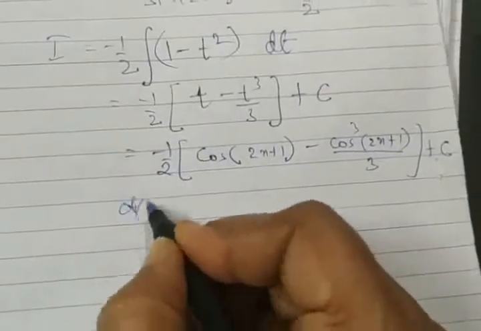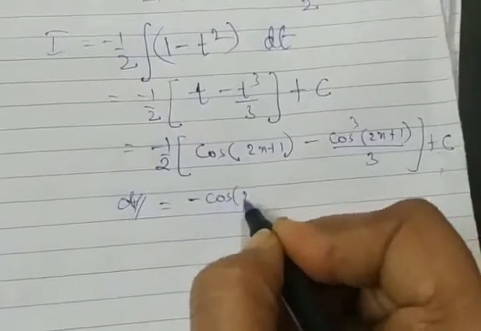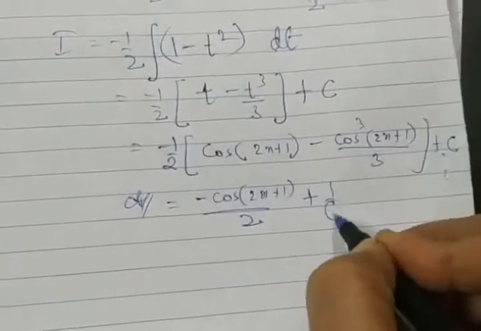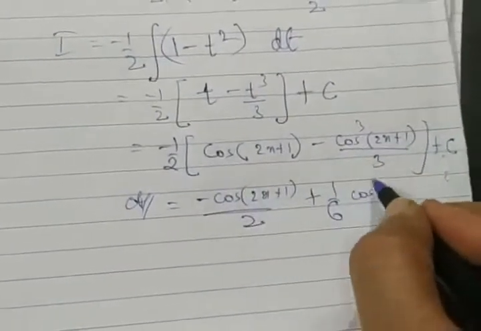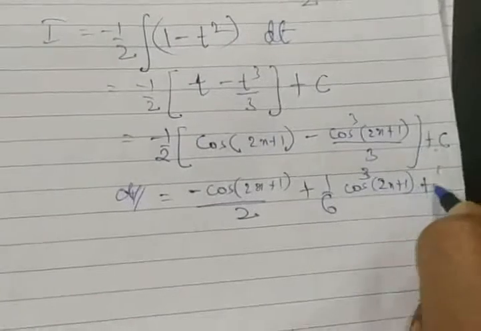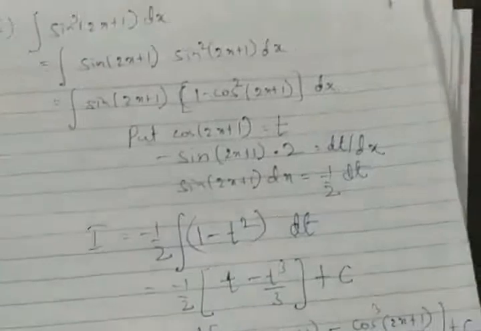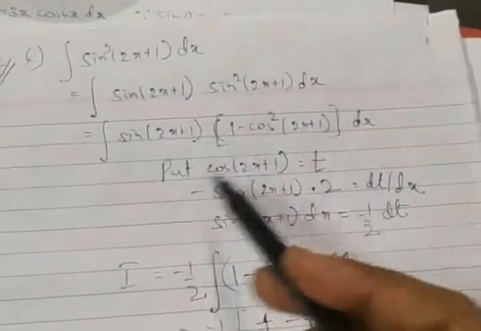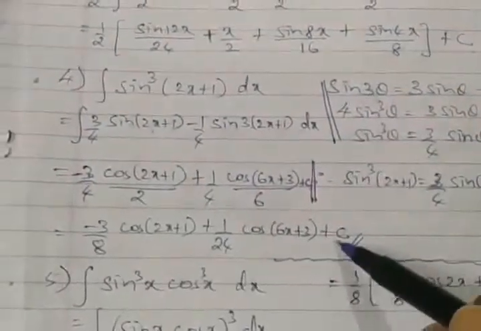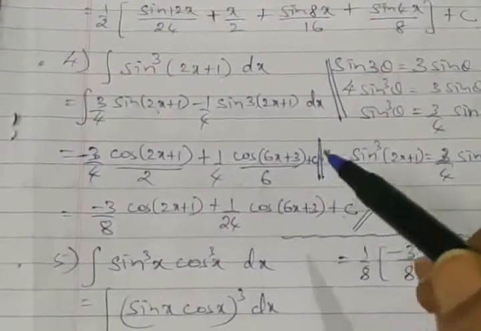Or the minus can be balanced here. You can also conclude it by saying it is minus cos of 2x plus 1 over denominator 2, plus 1 by 6 times cos cube of 2x plus 1, plus c. This is also an answer. Or this is wherein I am claiming it for sine cube with the substitution method. Or the best option, you can go for this method also. You can solve and set your mind on one method.